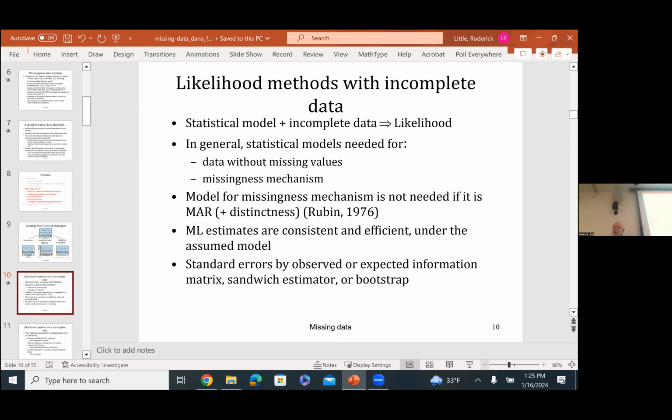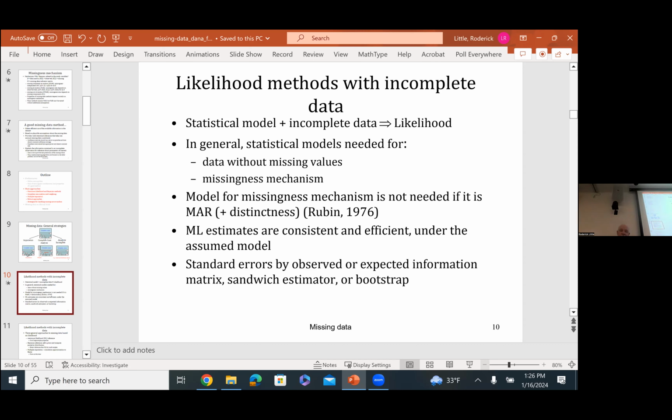So maximum likelihood and Bayes are likelihood methods. The point is that you can write down a statistical model and then throw some data at it and generate a likelihood function. And that data doesn't have to be fully observed. It doesn't have to be a rectangular matrix. It could have missing values.